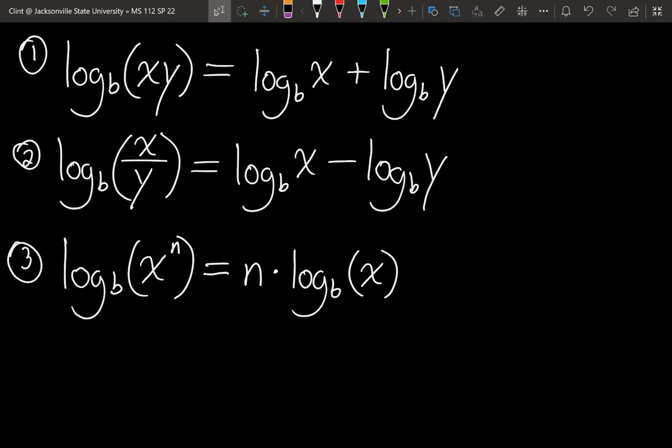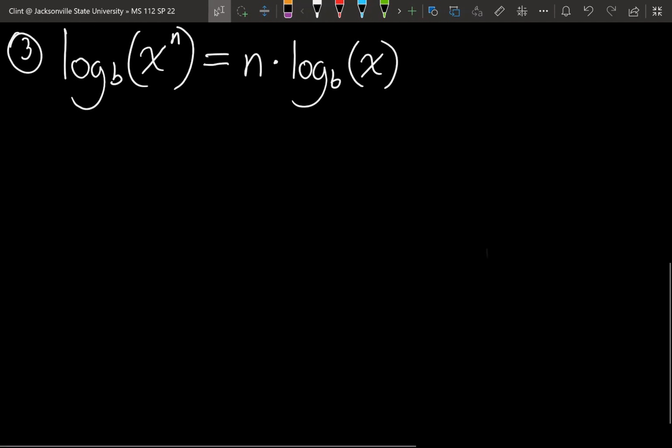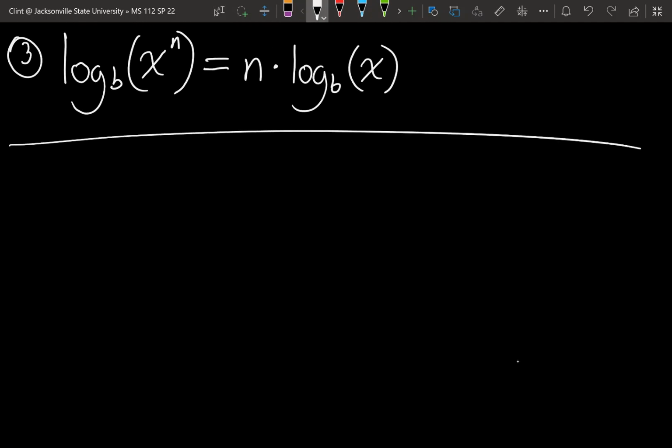So let's look at how these things get used. Going one direction, we'll have some problems where it'll say expand the logarithm expression.